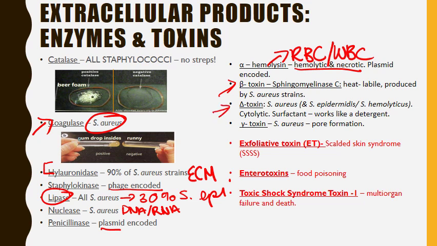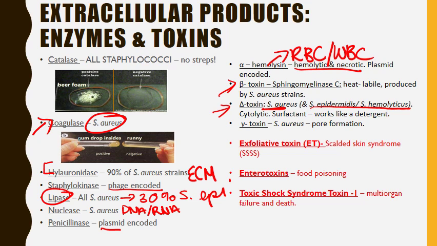Then you got delta toxin. This one's produced by Staph aureus. It's also produced by S. epidermidis and S. hemolyticus. It's cytolytic. It basically works like a detergent. It works like soap, just destroying the cells that way. Gamma toxin. This is from basically your Staph aureus organisms, and it's involved in pore formation.